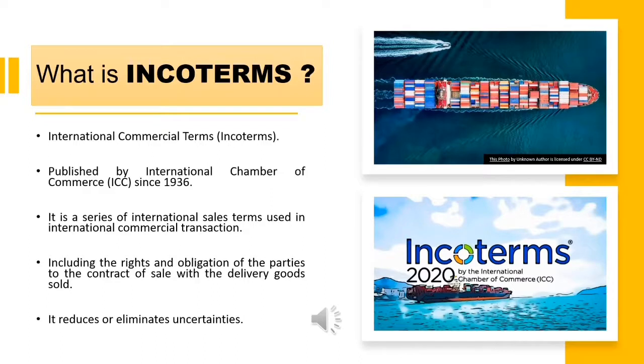So, why is Incoterms very vital in international trade? Because it can reduce or eliminate uncertainties that normally arise due to misunderstanding or misinterpretation between parties in two different countries. So, when we are doing international trading activities, all the uncertainties like risks or damages can be reduced or avoided by using Incoterms.